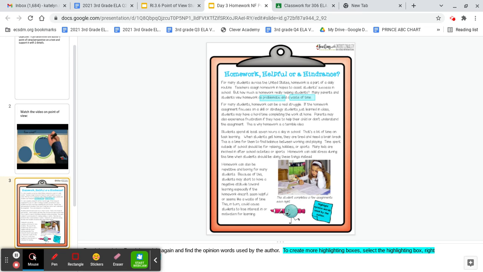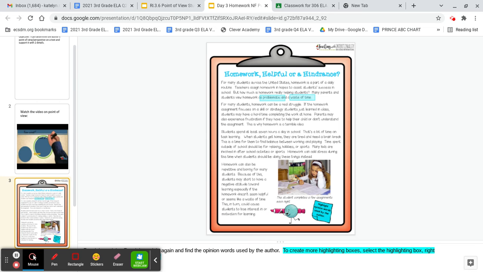I'm going to stop. Instantly, I see the phrases problematic, waste of time, and hindrance. Those phrases signal to me that the author does not feel homework is a positive thing. Those are negative phrases, or those are things that show that they are against the topic. So instantly, I'm already thinking that the author does not believe homework is a good thing. So following has to be the reasons to support that opinion.